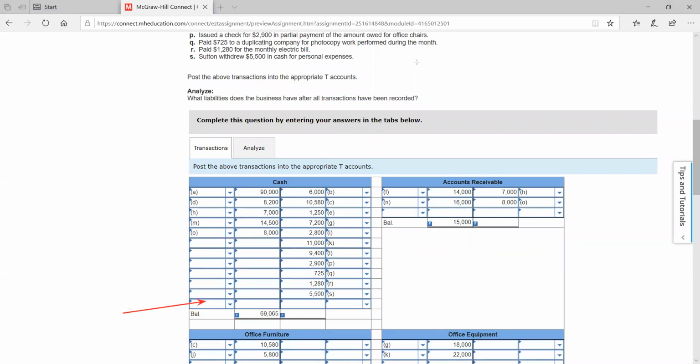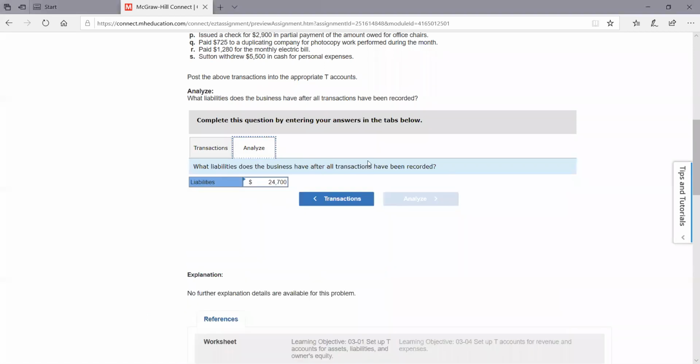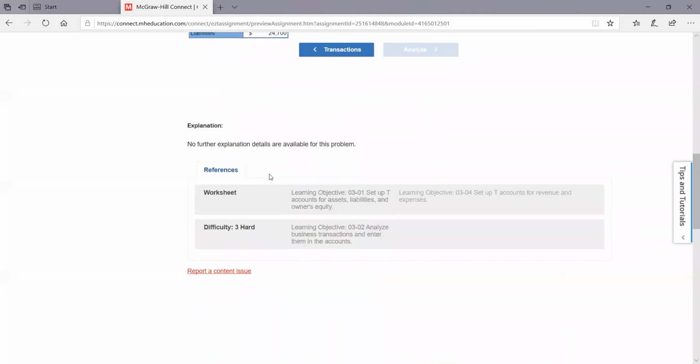Again, if you've forgotten, what you do is add up your debits, add up your credits, and then simply take the difference. This is a good practice problem on analyzing, and also knowing how to get a balance of each account. And then of course they wanted to know which transactions affected your liabilities. Make sure you can come up with that 24,700.